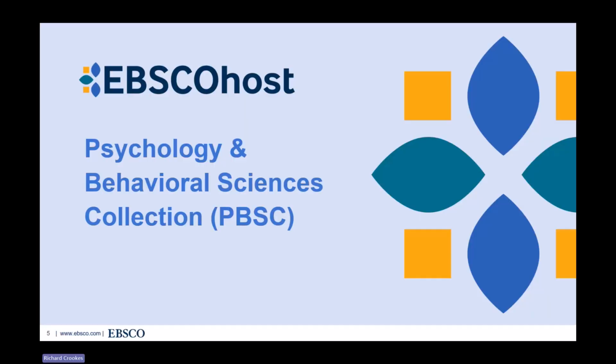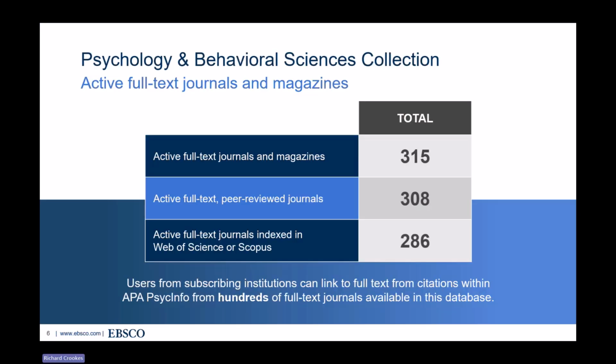So in terms of the coverage of Psychology and Behavioral Sciences Collection, just to outline, you'll find there are active full-text journals and magazines available currently, and users from subscribing institutions can link to full text from citations within APA PsycInfo from hundreds of full-text journals available in this database. So in other words, if you have a subscription to PBSC and you have APA PsycInfo on the same platform, then you will have links that are transferable to APA PsycInfo.